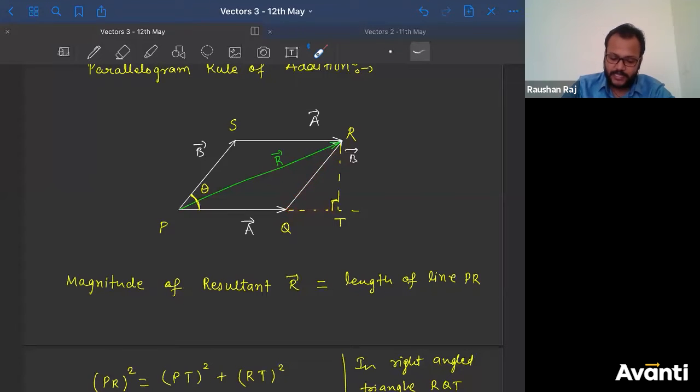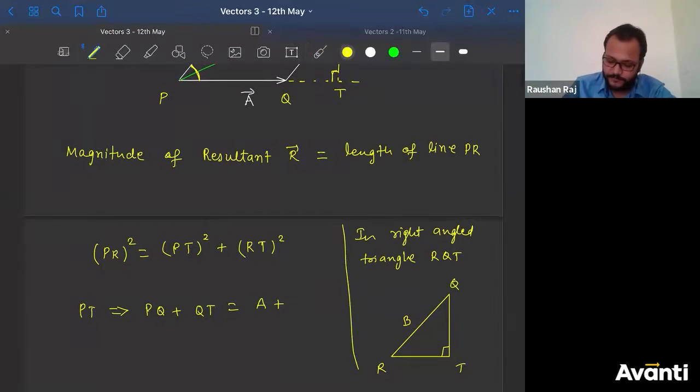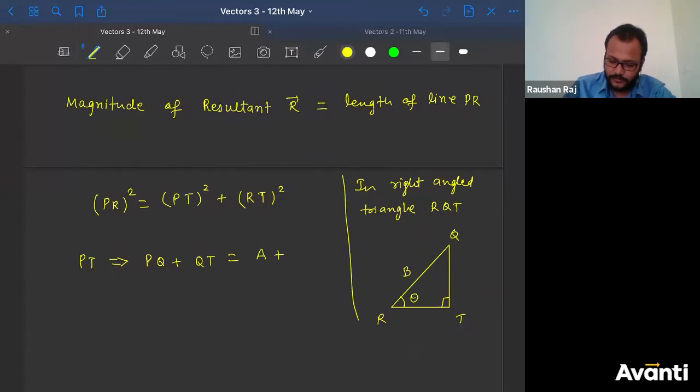Acha. What about the angle between QT and QR? Can I say that these two lines are parallel and this is the same line which has been extended, right? So if this is angle theta, this angle will also be theta, right? So I can write this as theta.